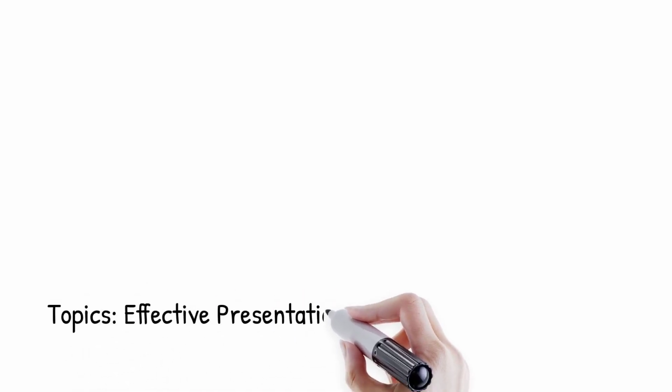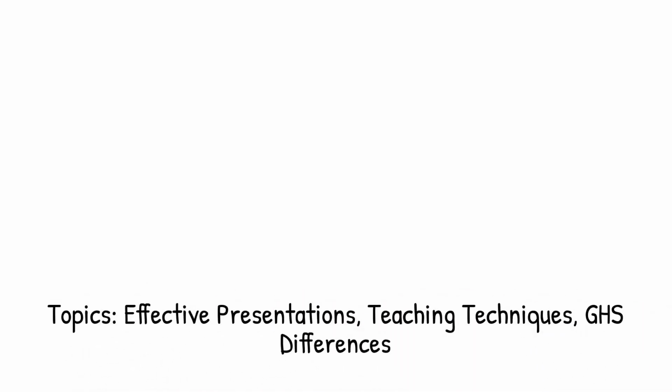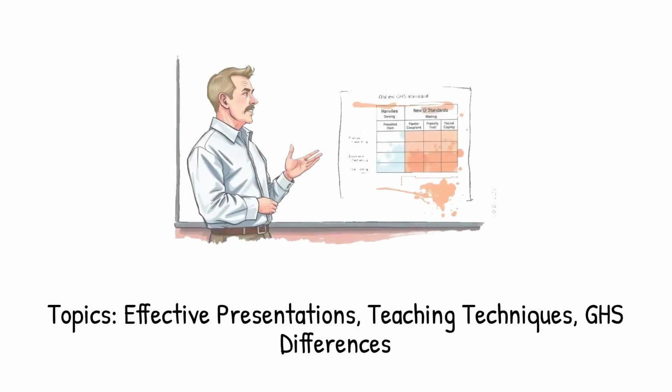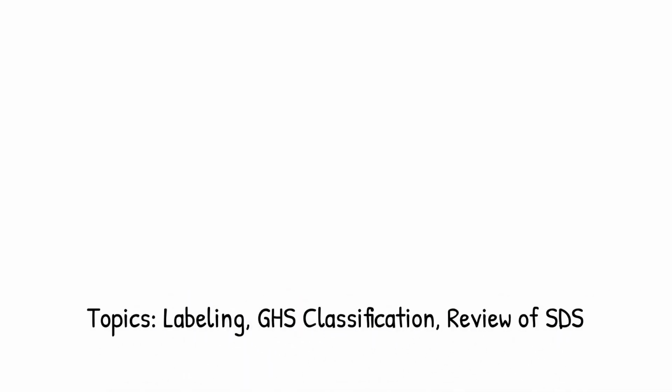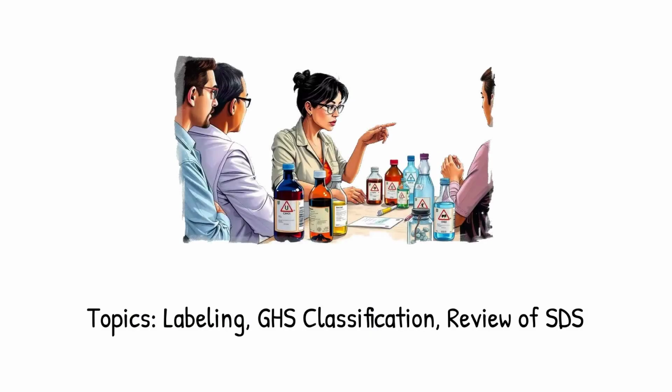Topics include how to develop an effective presentation, proper teaching techniques, and learning the differences between the old OSHA Hazard Communication Program and the new Global Harmonization Program. Additional content covers substances exempted by standard, especially consumer products. Further topics are primary and secondary container labels, OSHA's new hazard classification, and a review of the new Safety Data Sheets, SDS. Trainees learn about new GHS label elements and proper use of pictograms for effective hazard identification.